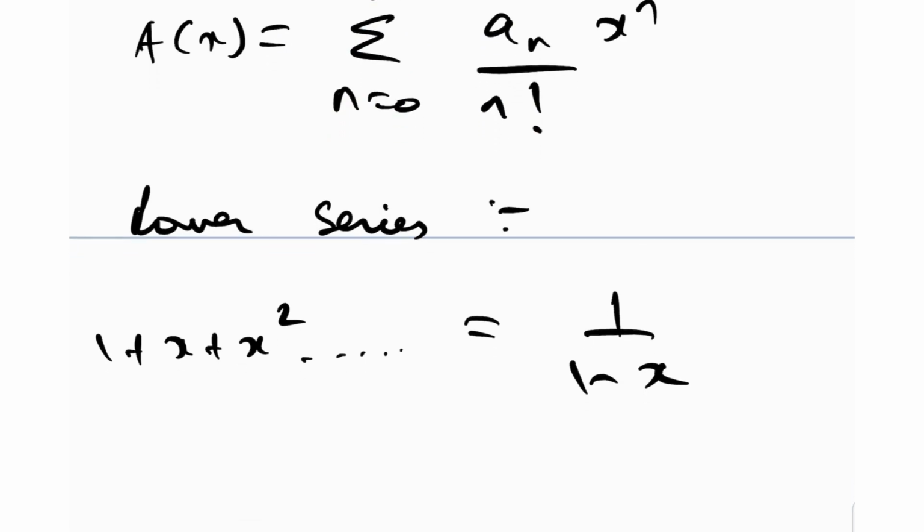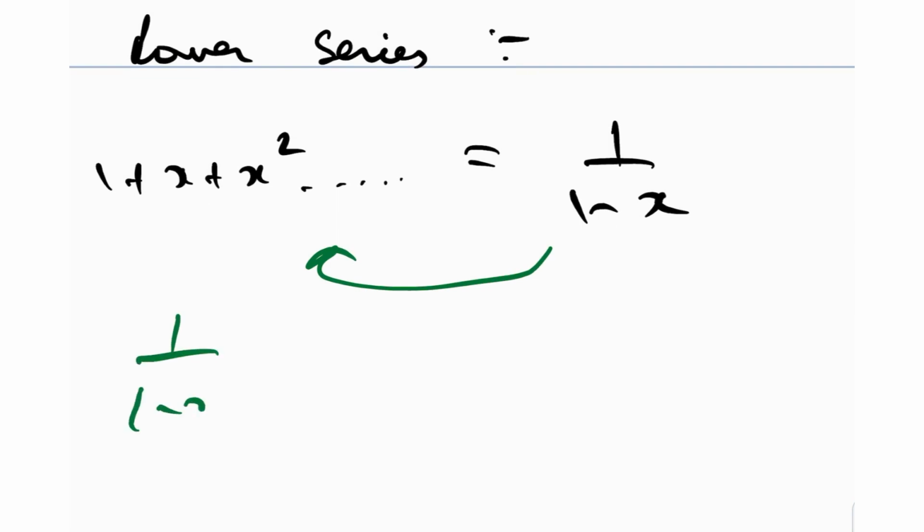But as we see many times in mathematics, you also need to remember the other way around, right? So 1 over 1 minus x is actually equal to 1 plus x plus x squared all the way up to infinity. So this is what we call a power series. The expansion of 1 over 1 minus x is actually this geometric sequence, and it's clear to see that this works.